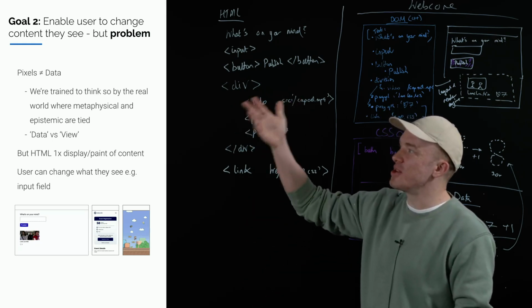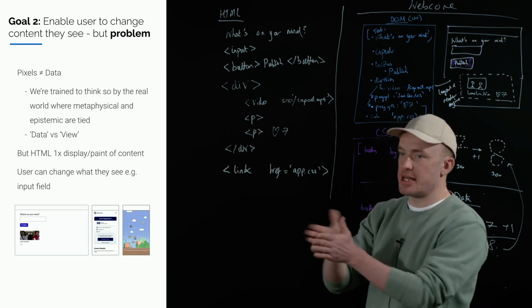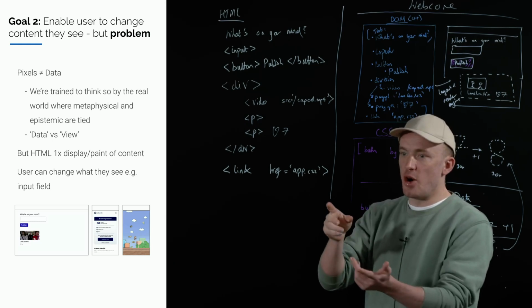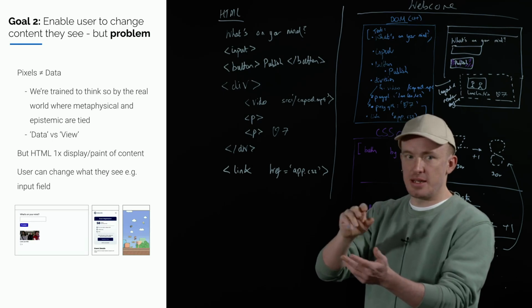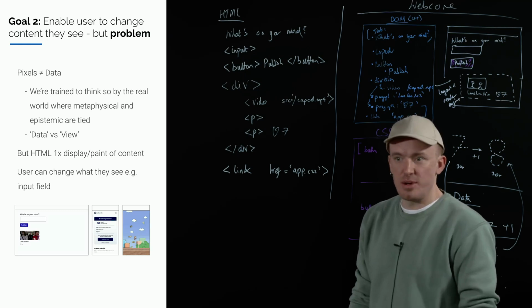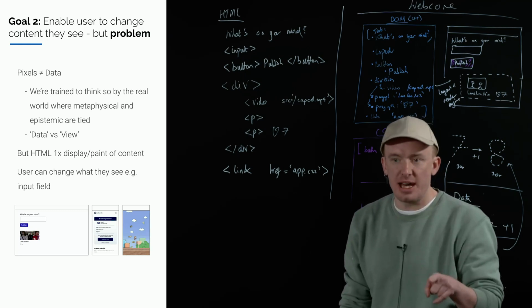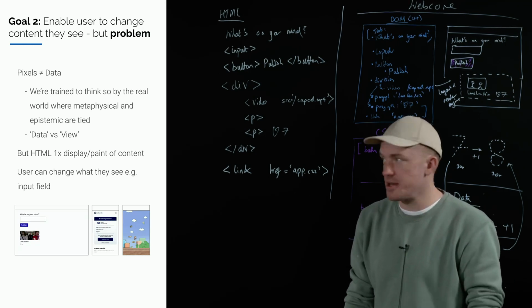Pixels do not equal data. We're trained to think so by the real world, where metaphysical and epistemic are tied together. From a young age, that object permanence thing, that meme of child psychology, that what we see is what we get, and when we move it, we still see it. That is what we're brought up with. And so a UI engineer failing to do that for us would be a failure of a UI engineer. That's literally their job, to give us that fake experience.